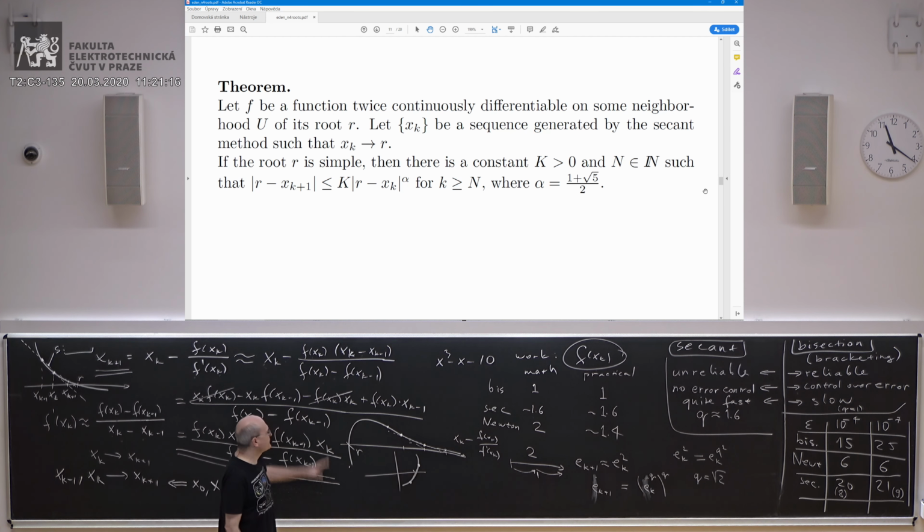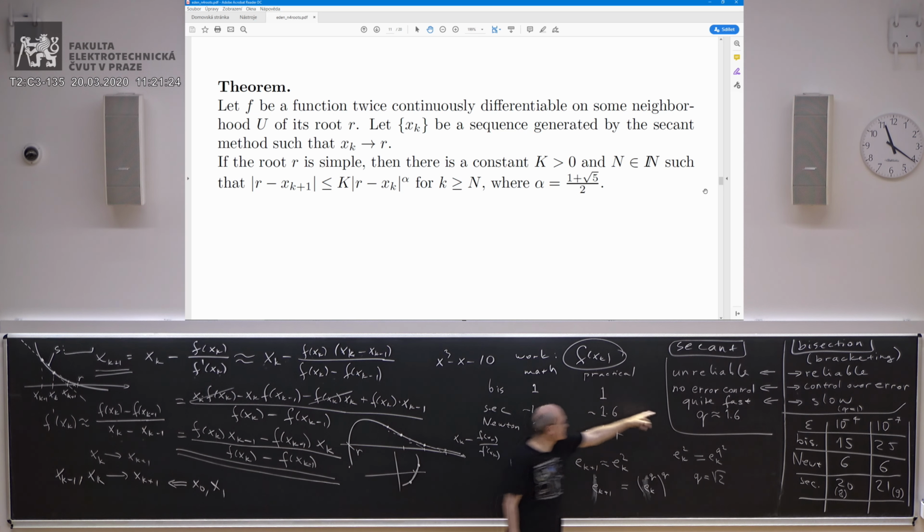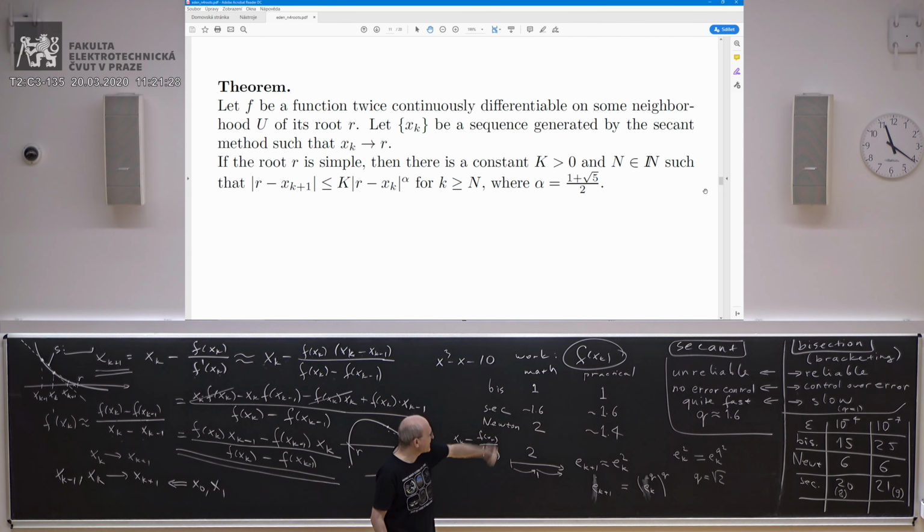So, if you are evaluating a function which really takes a lot of time to evaluate, I talked about this experimental work, then the secant will be actually running faster than Newton. Although the number of cycles will be larger for the secant method, the amount of work will be smaller.